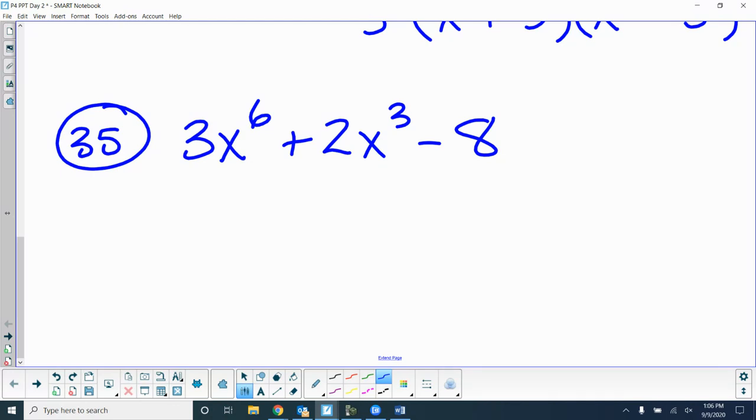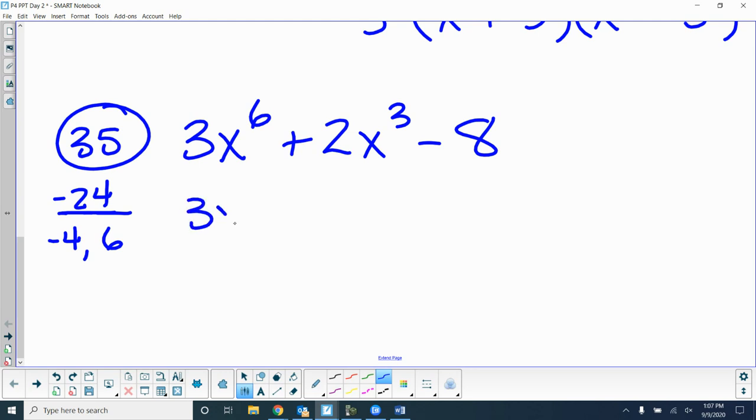So a times c would be negative 24. And I'm going to use positive 6. Let's do it this way. Let's go the other way so you don't have to do the negative inside all the time. Doesn't matter which order. Let's do negative 4 and positive 6. Negative 4 times 6 is negative 24. Negative 4 plus 6 is a positive 2.